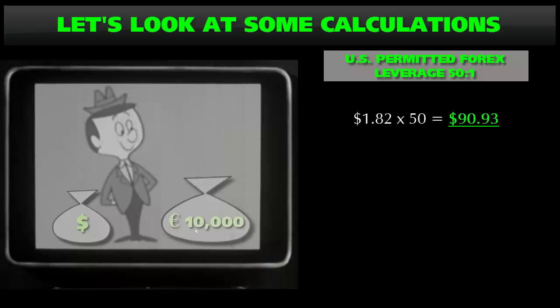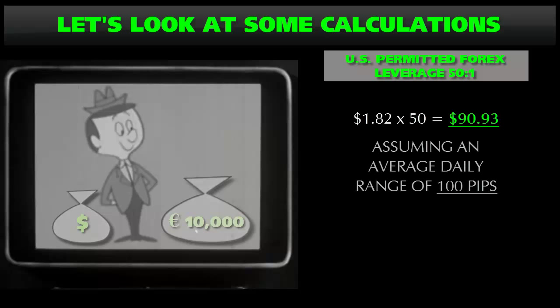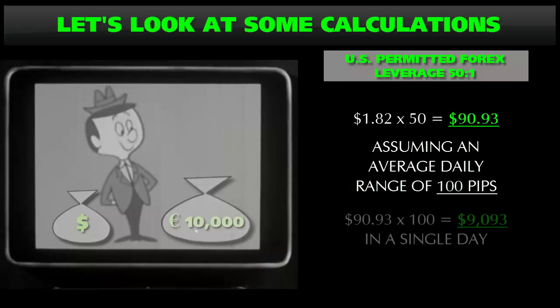Now consider this. The average daily range for this pair has been well over 100 pips over the last few years. Assuming an average daily range in price of just 100 pips, this would mean that the possibility exists for a trade like this to yield as much as $9,000 in a single day.